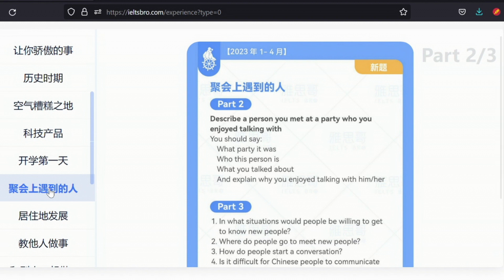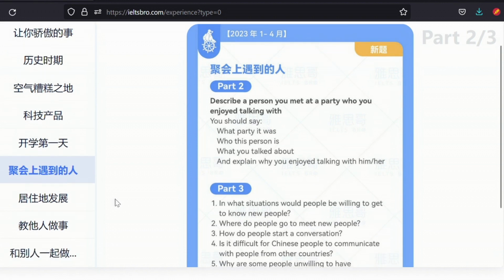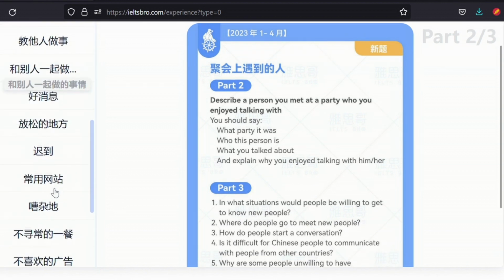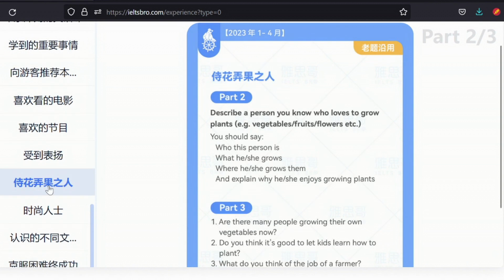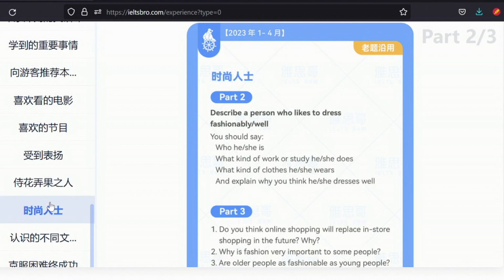Describe a person you met at a party who you enjoyed talking with. Describe a person you know who loves to grow plants. Describe a person who likes to dress fashionably or well.